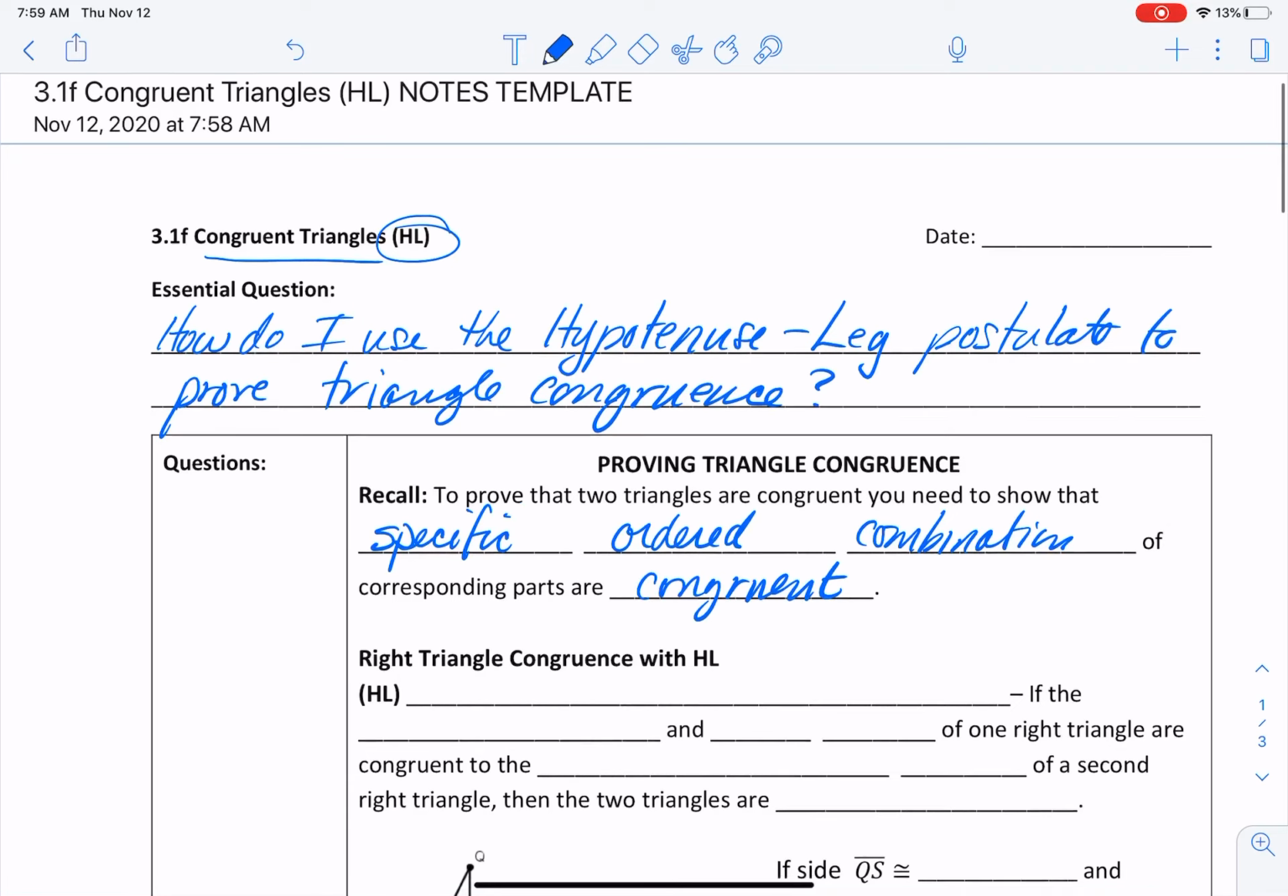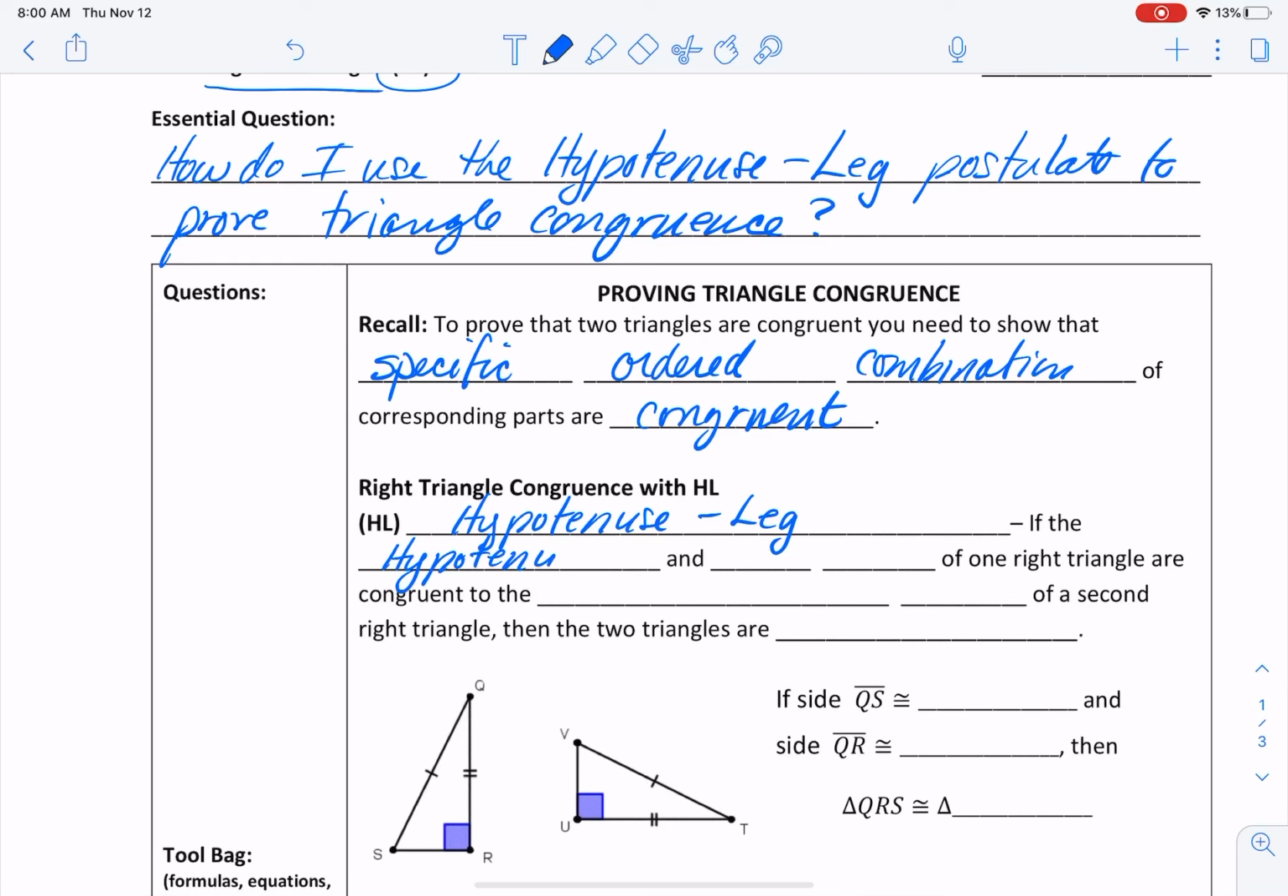So for right triangles only, we can prove triangle congruence using hypotenuse leg. So the H stands for hypotenuse, and the L stands for leg. So if the hypotenuse and one of the legs of one triangle are congruent to the corresponding, remember that means matching, corresponding parts of a second triangle, then I can say the two triangles are congruent.